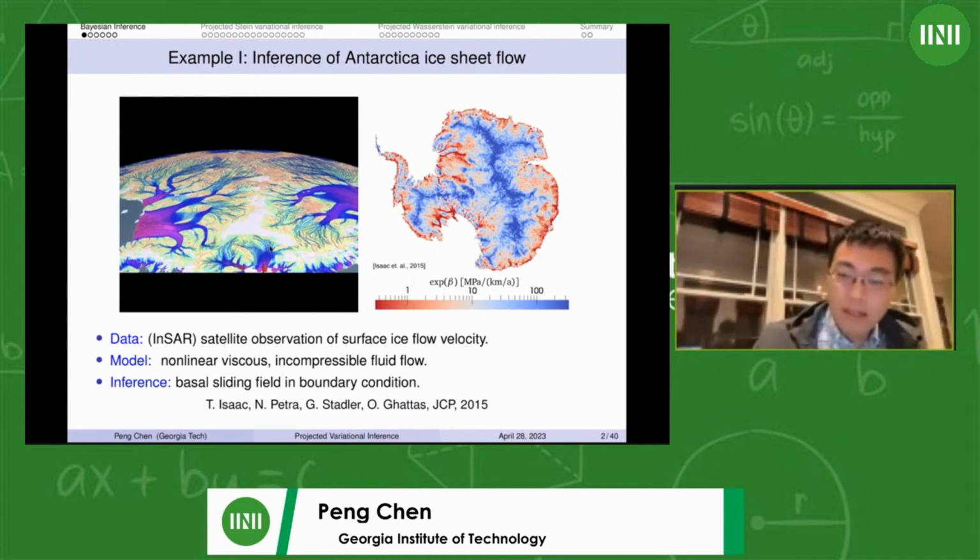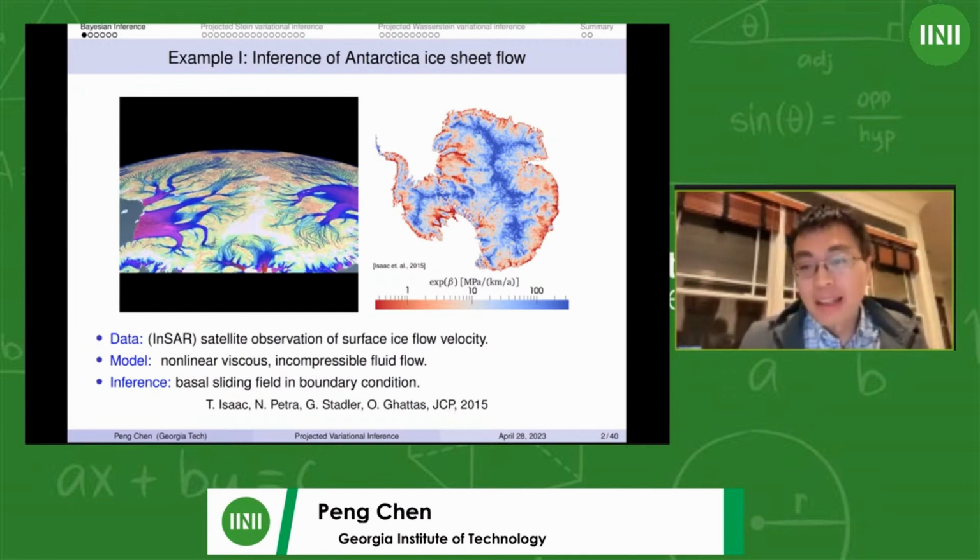On the right, there is a piece of early work on solving this inverse problem, which is actually a deterministic inverse problem. You find the maximum a posteriori point, and here on the right you can see the maximum a posteriori point for the sliding boundary condition, the exponential of beta.